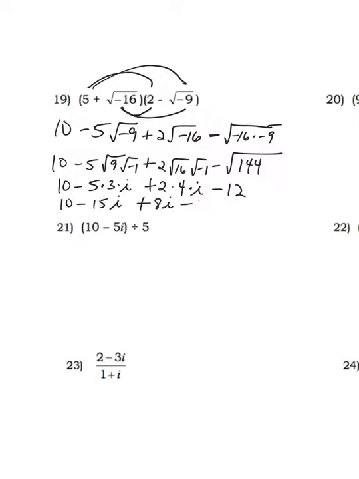Simplifying and seeing what's left, I have two sets of terms that are like terms. 10 combined with negative 12 is negative 2. Negative 15i combined with a positive 8i is negative 7i.